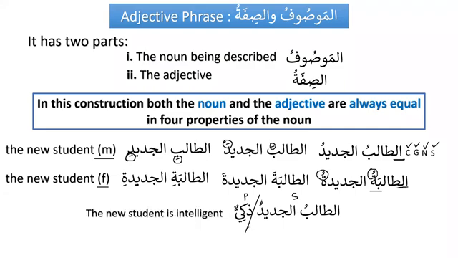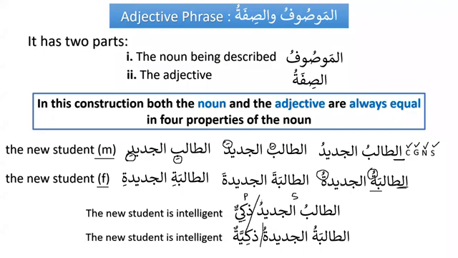At-talibu al-jadidu dhakiyun. And similarly, when we talk about the feminine, we will say at-talibatu al-jadidatu dhakiyatun. The new feminine student is intelligent. In English, the translation will be the same: the new student is intelligent. However, in Arabic, when we say at-talibu, that means it's masculine, and when we say at-talibatu, that means it is feminine. So here, the subject is feminine. That's why the predicate has to be feminine as well.